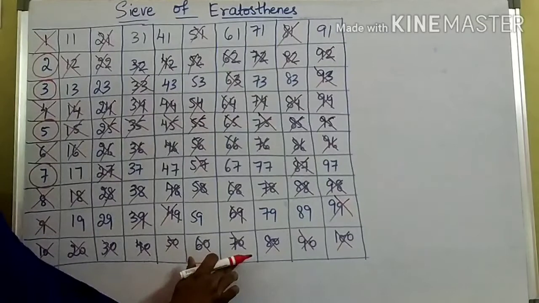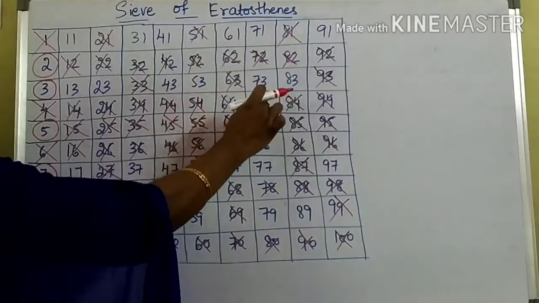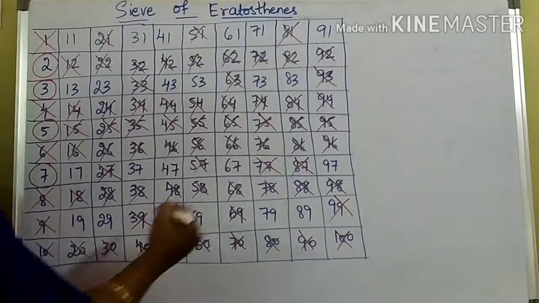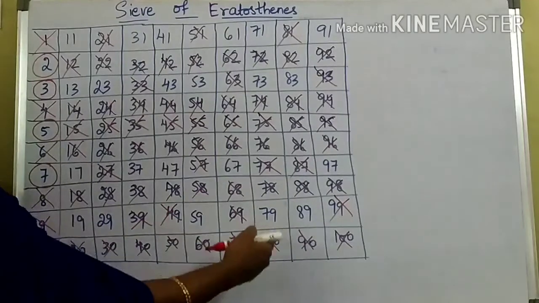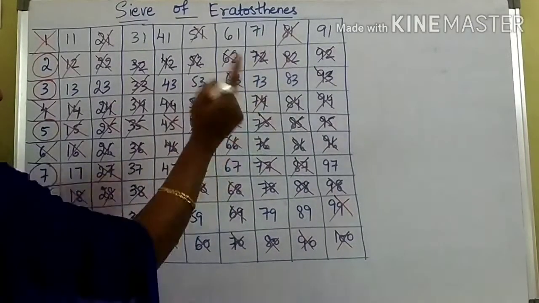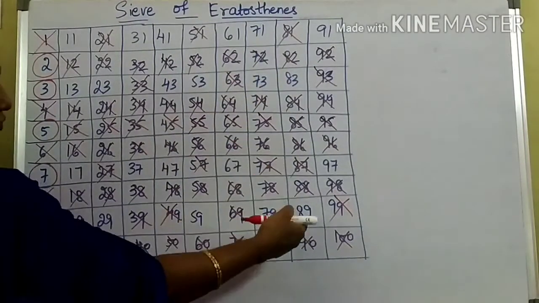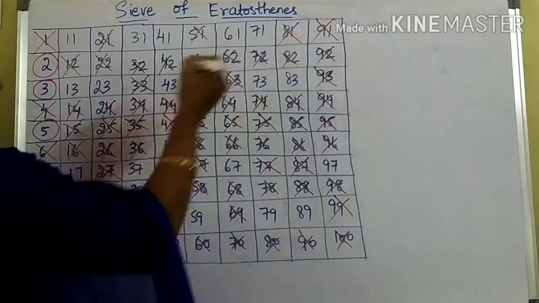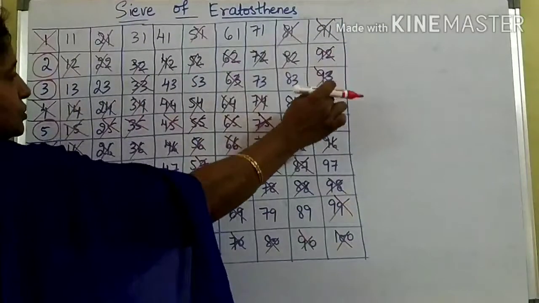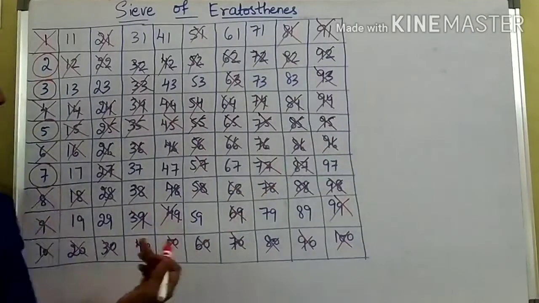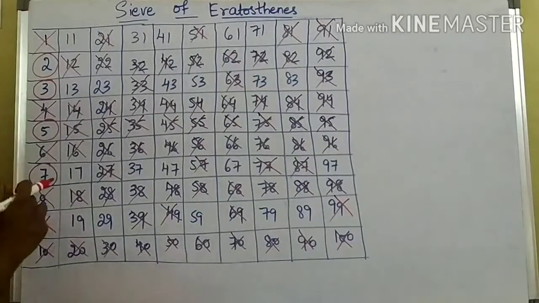Next count the seventh number: 77 is a multiple of 7. Continuing the count, 91 is a multiple of 7, and then 98 is over. Right? Next number is what?